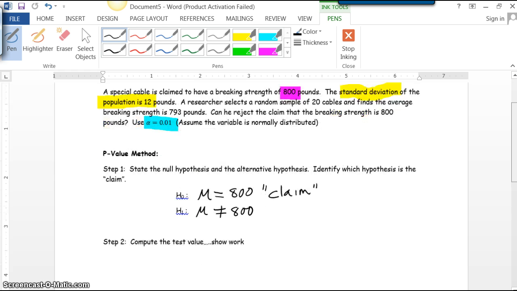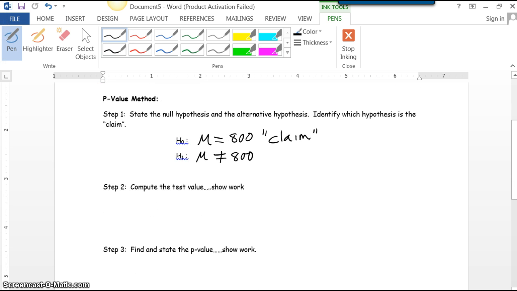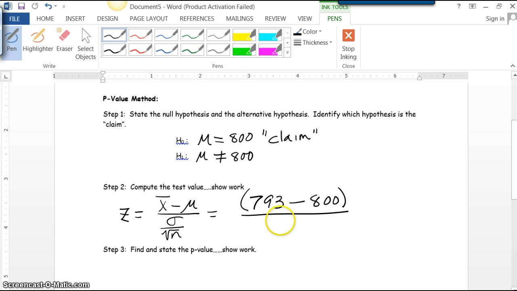When we do the p-value method, the next step is to calculate the test value. And so we are using the z-table because the population standard deviation is known, and we'll be calculating a z by using this formula. The sample mean that they got from their sample was 793. We're subtracting away the hypothesized mean. The population standard deviation was 12 over the square root of the sample size, which is 20. When I do this on my calculator, I'm getting negative 2.61.